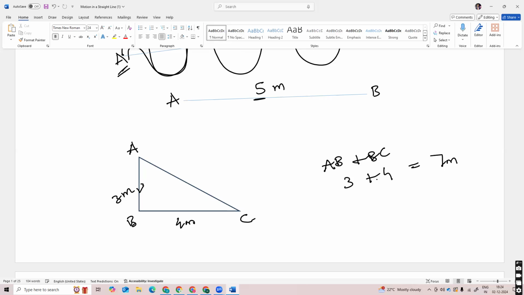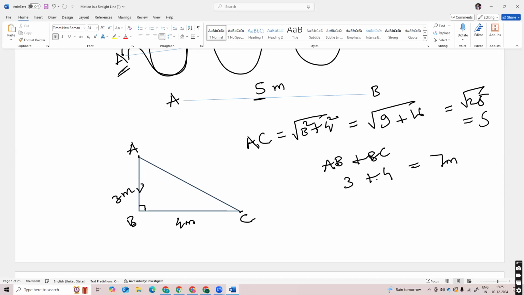Whereas displacement is the shortest distance between initial position, here A, and final position, C. Since displacement is the shortest distance, and the shortest distance is always given by a straight line, this AC is the displacement of this person. And you can find it from the Pythagoras theorem, because it is a right angle triangle. So it is the square root of 3 square plus 4 square, which is the square root of 9 plus 16, which is the square root of 25, which is 5.